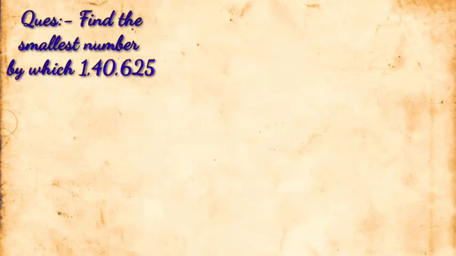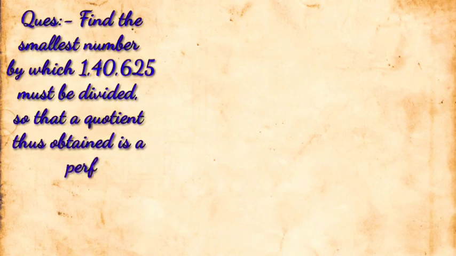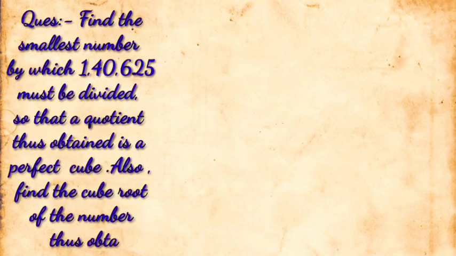As the next question: find the smallest number by which 140625 must be divided so that the quotient thus obtained is a perfect cube, and also find the cube root of the number thus obtained.